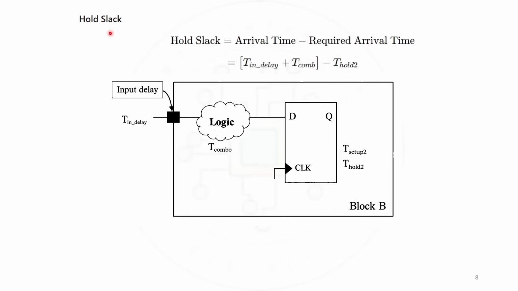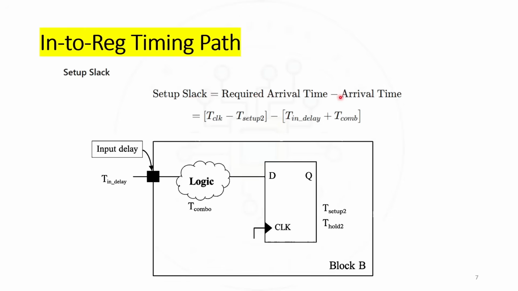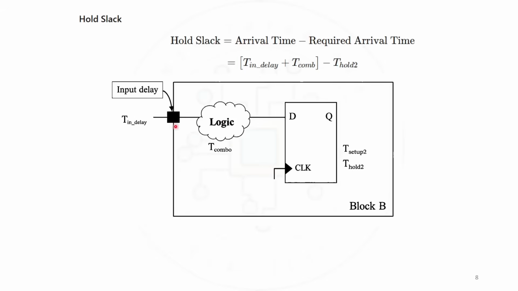Now calculation of hold. Again, arrival time will be the same. Note this point: for setup it is required time minus arrival time, whereas for hold it is arrival time minus required time. Arrival time is the input delay followed by T combo, whereas for required time you will be considering only the hold time which is present within this flip-flop.